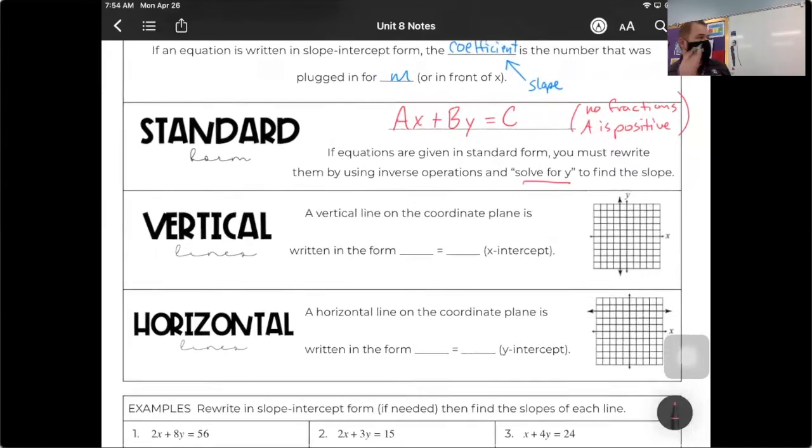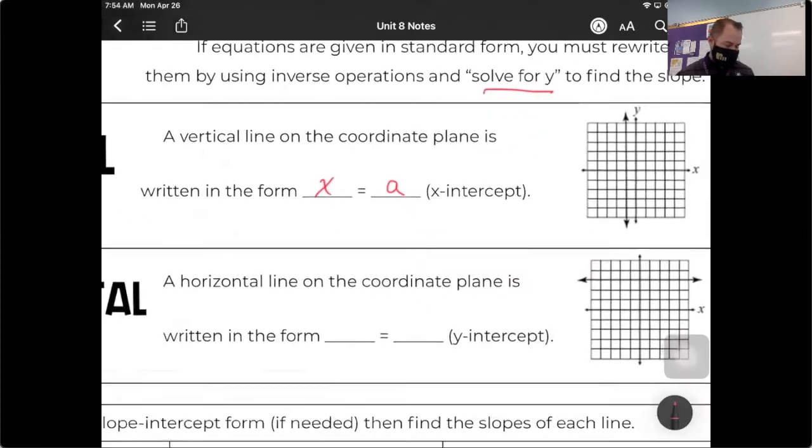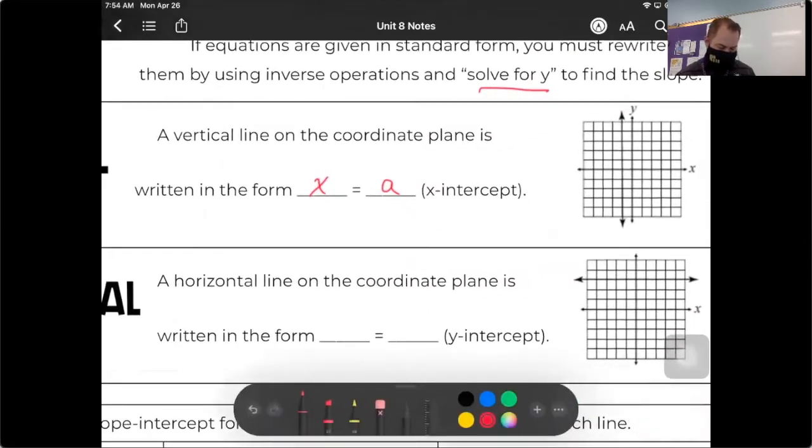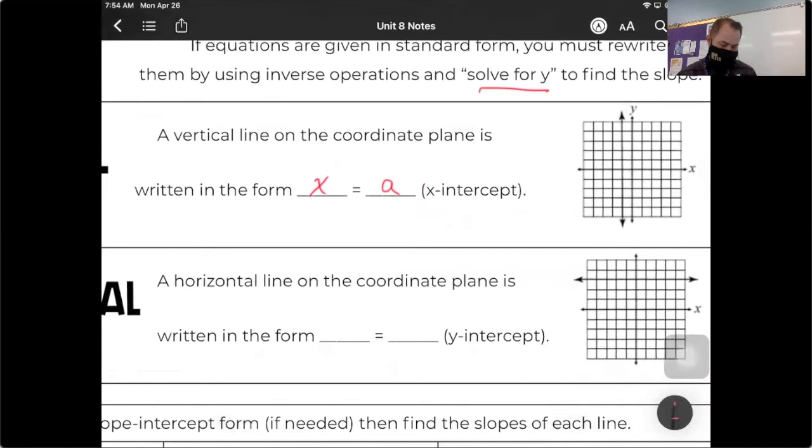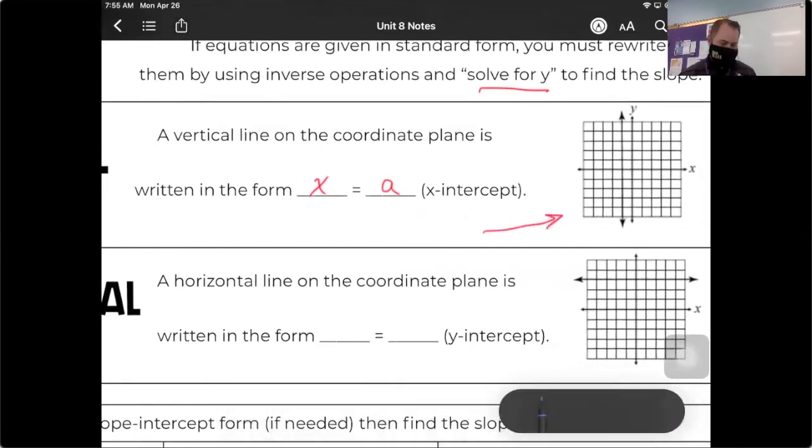Now, we just talked about this on the other page, but I'm going to give you some examples here. A vertical line, vertical means up and down, on the coordinate plane is always written in the form x equals a. Lowercase a just means the x-intercept. So for this specific example, this is your line. It's kind of hard to see. This is an example of a vertical line.